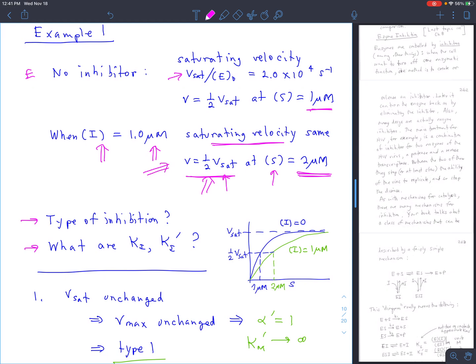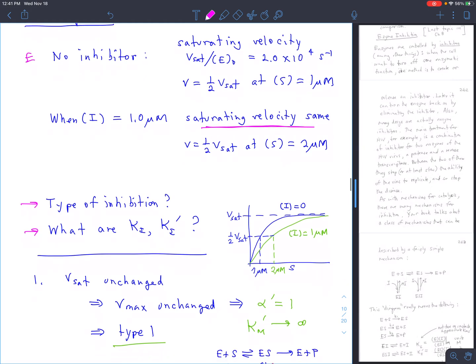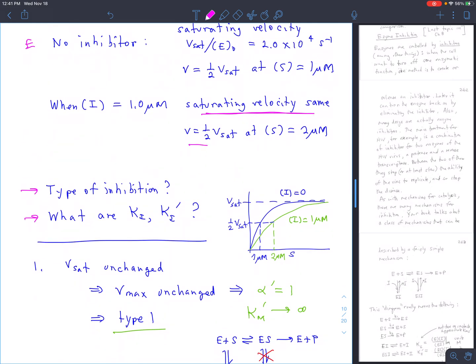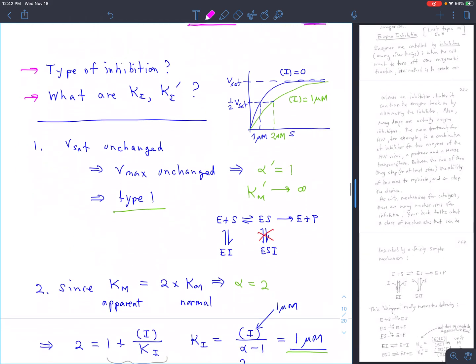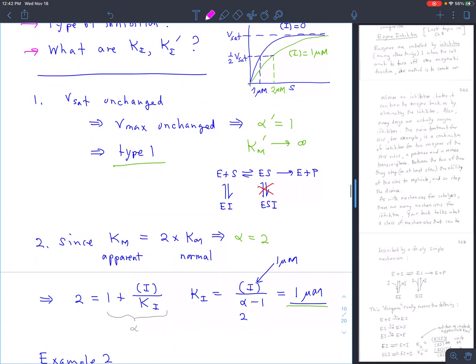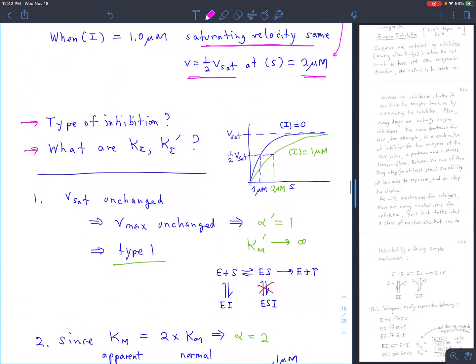You can see that I've set things up so that we're really looking at branch 1 type of behavior. That is, the saturating velocity is unchanged by the presence of the inhibitor. But the effective Km is changed, right? The effective Km was 1 micromolar up here. It's effectively 2 micromolar down here. So let's see those things formally. Here's what the situation looks like on a graph. It's good looking at that.